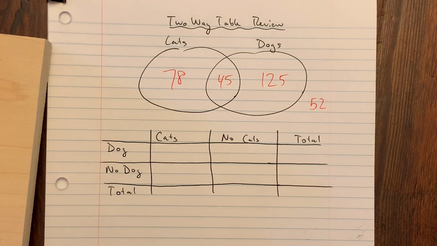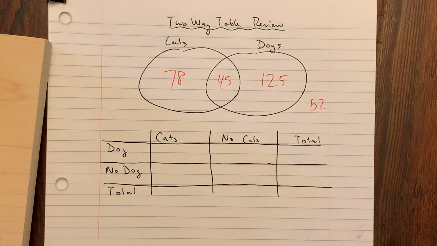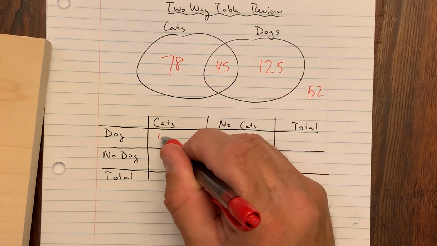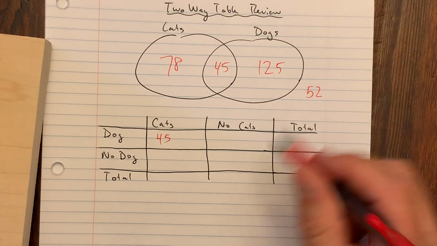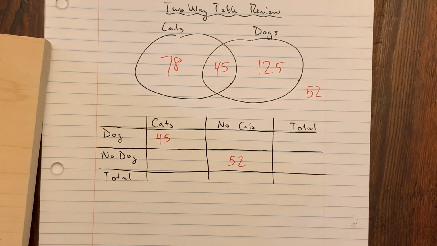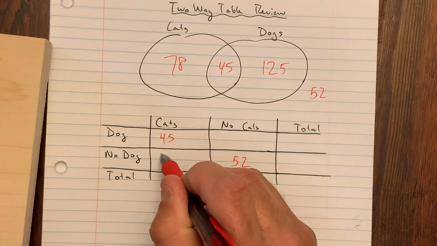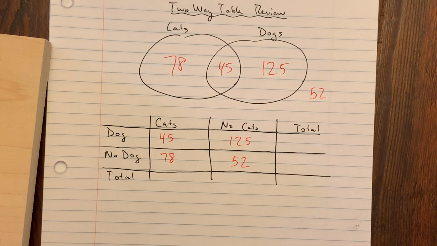All right, so that's what we have here. So we see that this joining part of our Venn diagram is what they both have in common. So we notice that 45 people have cats and dogs. I see this guy outside. 52 people that took the survey don't have any cats or dogs at all. And then we see that we have 78 folks have cats but no dogs. 125 folks have dogs but no cat.